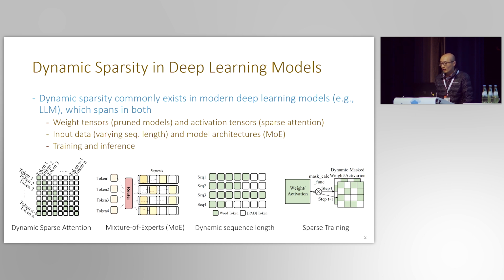For example, dynamic sparse attention is for dynamically attending important tokens to improve attention efficiency, especially for long context scenarios. Mixture of experts dynamically routes tokens to different experts. If we treat the experts as a bunch of weights, only a portion of weights are activated by each token. Sparsity is an intrinsic characteristic of language processing.